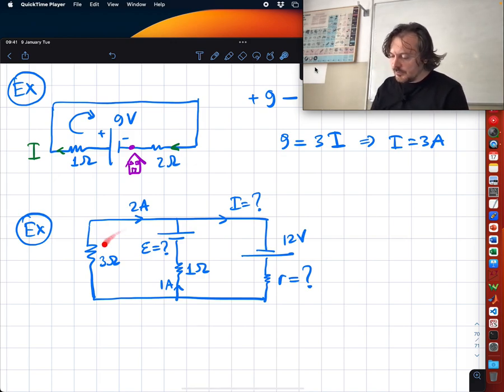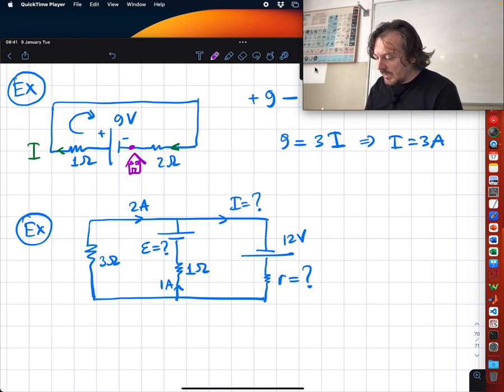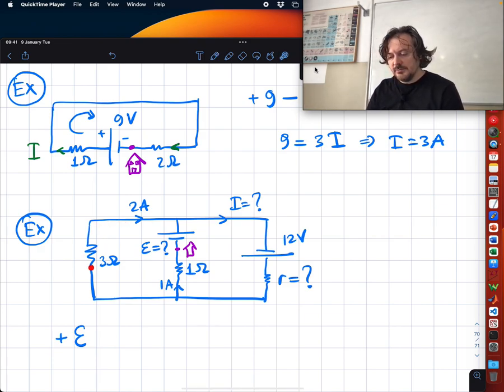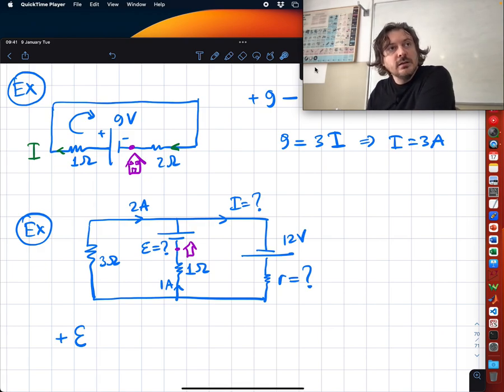So let's start with this loop. So I put my home here, right? And I start moving in the positive direction. What do I get? Plus E. Then what do I see over here? 6. Plus 6. Yes.